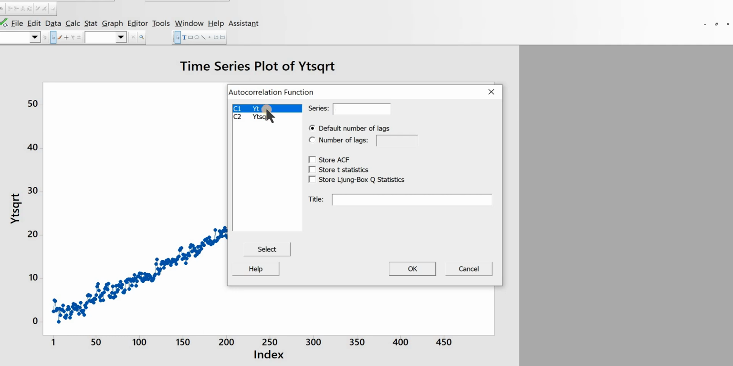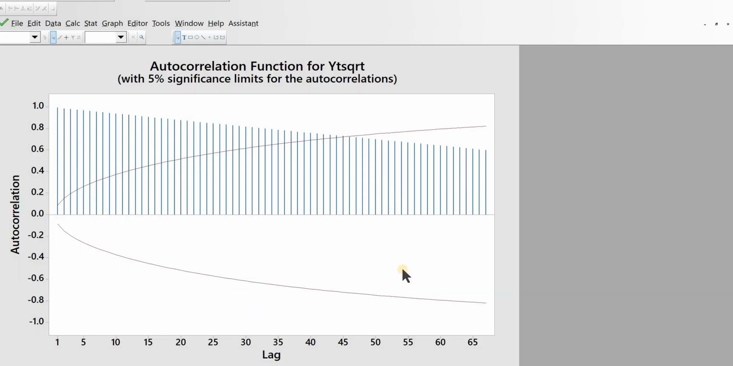We take the square root data just now. This is the ACF plot. From here we can see that it is obviously not stationary because the ACF plot dies down very slowly. So means that there is strong correlation, so it is not stationary and it has trend.